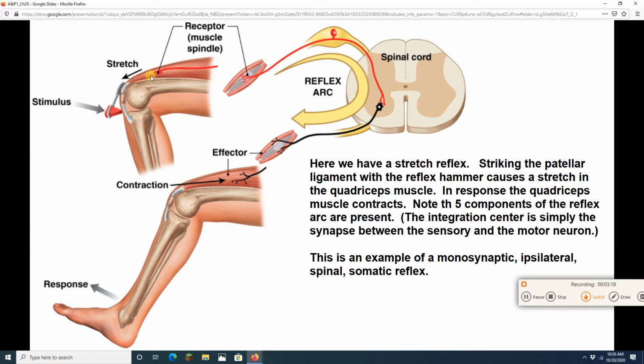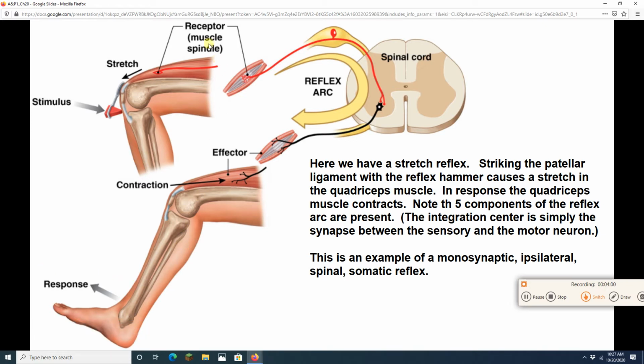So when that muscle is stretched, a receptor, it's called a muscle spindle, is going to detect that stretch, give the information to a sensory neuron. We see a beautiful unipolar sensory neuron here, coming in through dorsal root ganglion, dorsal root, into the dorsal horn. Now, in this case, the sensory neuron synapses directly on the motor neuron. Then the motor neuron goes out the ventral root, stimulates the quadriceps muscle, quadriceps contract, and the leg kicks. The knee extends a little bit.